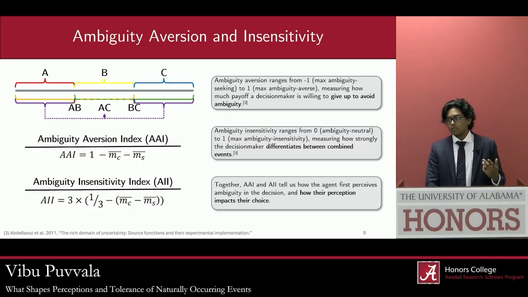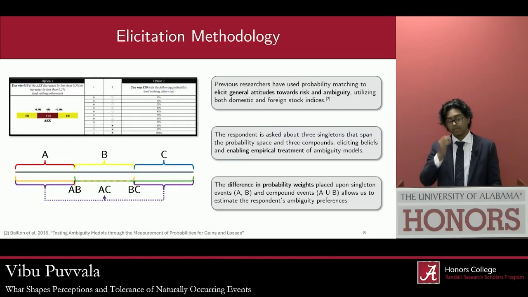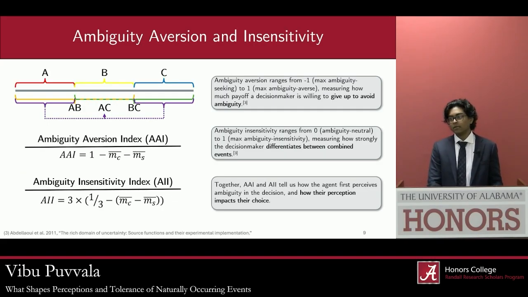So we measure these perceptions of ambiguity through the ambiguity aversion index and the insensitivity index, where ambiguity aversion ranges from -1 to 1, and it simply measures how much payoff a decision maker is willing to give up to avoid ambiguity. So looking at using this as an example where you're choosing between the ambiguous option 1 and the risky option 2, how much earlier you switch from the ambiguous to the risky option reflects the amount of ambiguity that you are averse to. How much payoff are you willing to give up earlier to avoid ambiguity? Ambiguity insensitivity, on the other hand, refers to how much ambiguity you're perceiving and how you're able to distinguish between different levels of ambiguity.